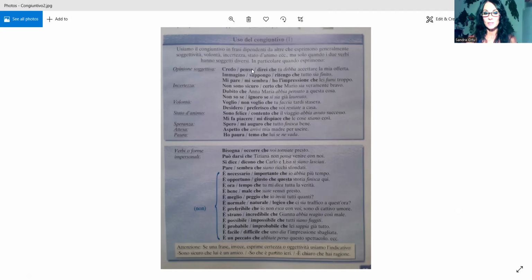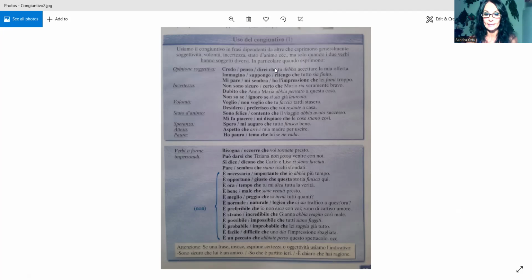Let's take the first sentence from here. Credo, o penso, o direi che, tu debba accettare la mia offerta. I believe. So credo, we know immediately is I. I believe that. Remember, you have that. Credo che. And in fact, by the way, in English, you can drop that. I believe you should do something. In Italian, you cannot drop it. You must say, I believe that.